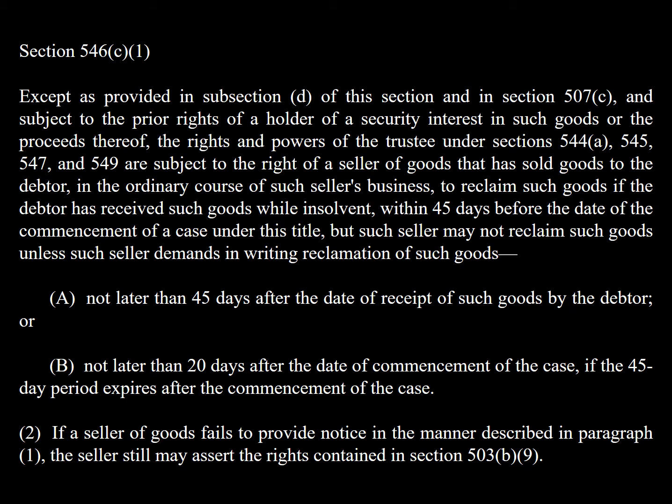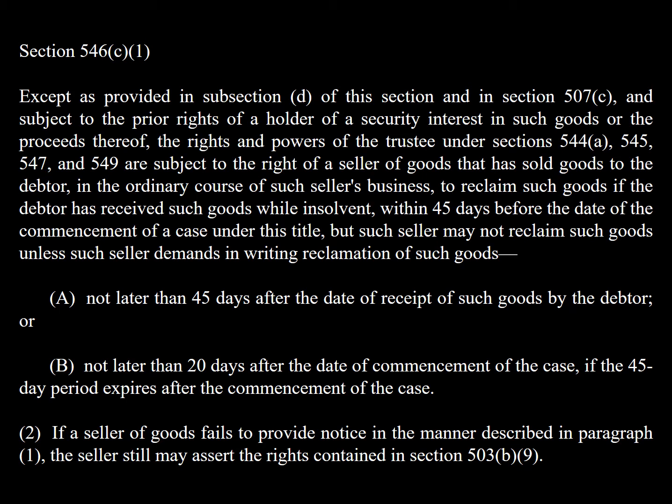But there's a wrinkle there too, because let's say the 45 days hasn't run out. So let's say you deliver product 20 days before the bankruptcy filing, and you have 45 days to file the notice. So on the date of the bankruptcy filing, you still have more time; theoretically your 45-day period has not run out. So what happens then? Your 45-day period is extended. However, it's only extended 20 days after the date of the commencement of the case.